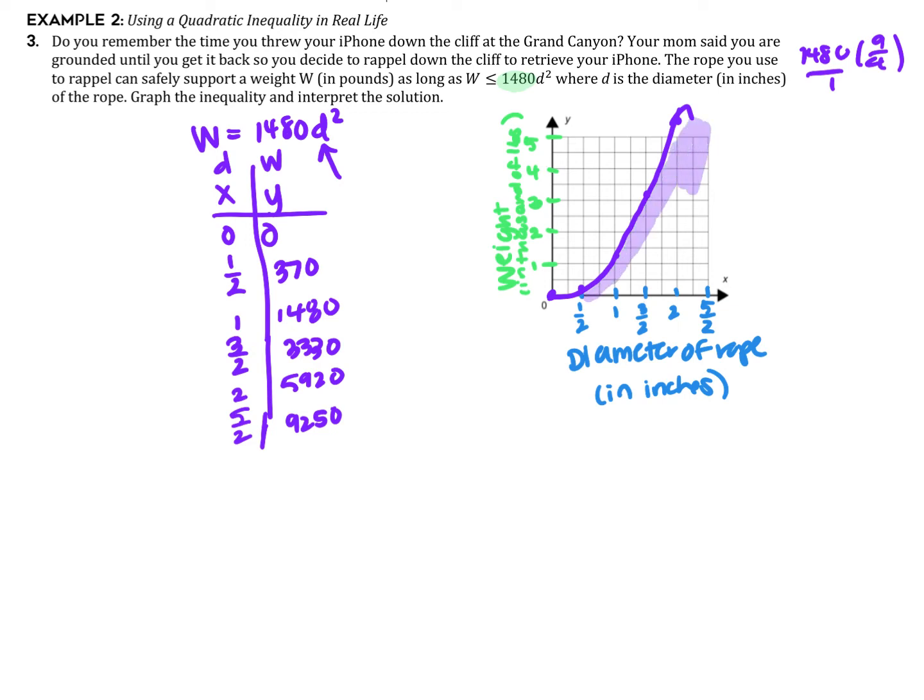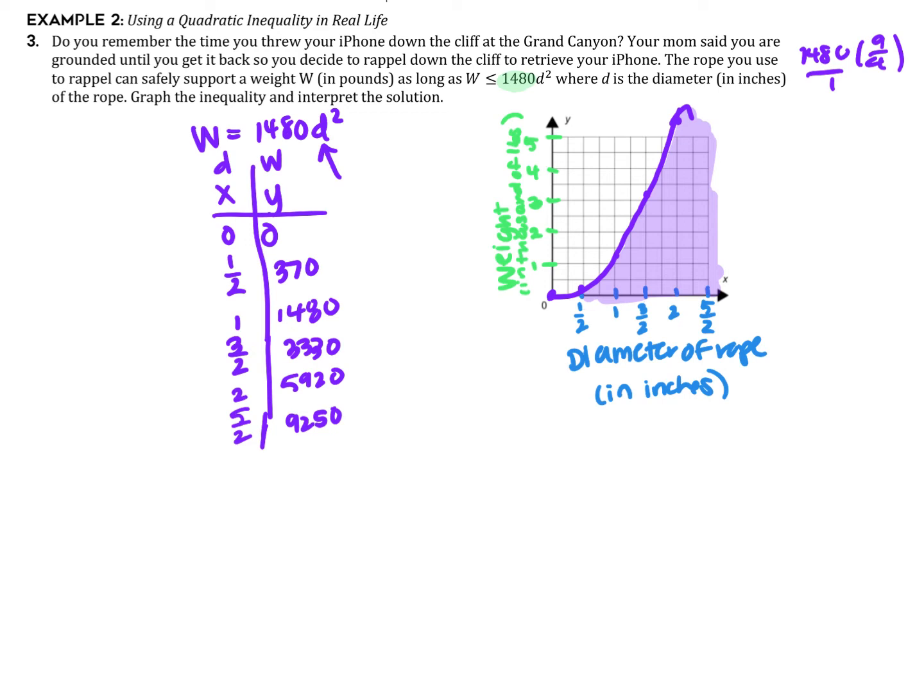And I know that I'm going to need to test a point just to make sure this makes sense, but it sort of automatically makes sense. We can't talk about it holding more weight than this, otherwise the rope would break. Contextually, I think that it only makes sense for it to be shaded below. But if we pick a different point to test, like 0, 1,000, that would be false. 1,000 is not less than or equal to that value. So we have shaded in the correct spot.